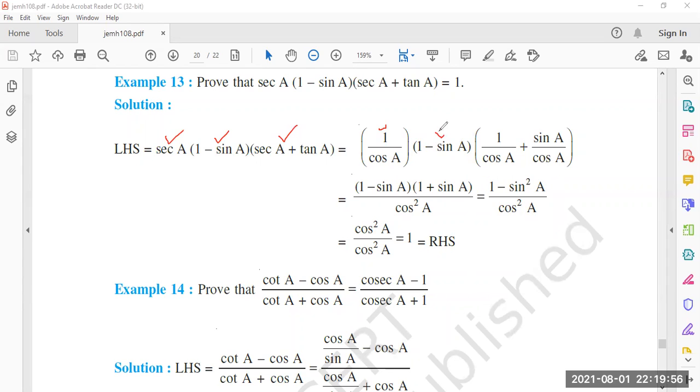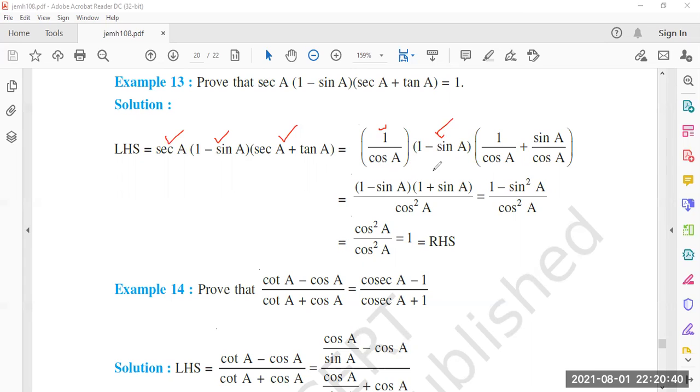Then secant again is represented as 1 upon cos, plus tan is represented as sin upon cos. Remember children, in this entire exercise, many a times we will use other ways of writing the ratios. For tan, we write sin upon cos. We represent secant as 1 upon cos. We represent cosecant as 1 upon sin. All these exchanges of ratios will be done in almost all the questions of the entire exercise, so when you are solving the questions, you carefully observe them.